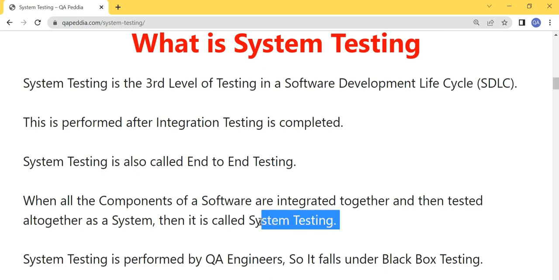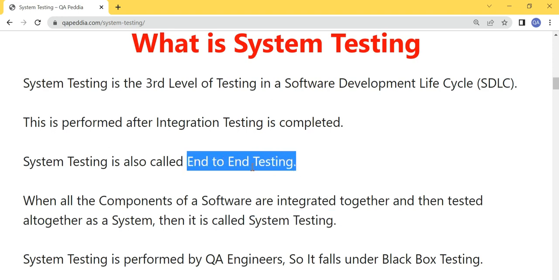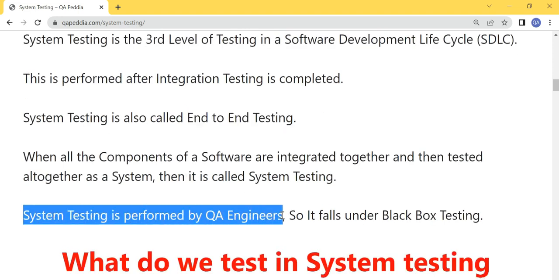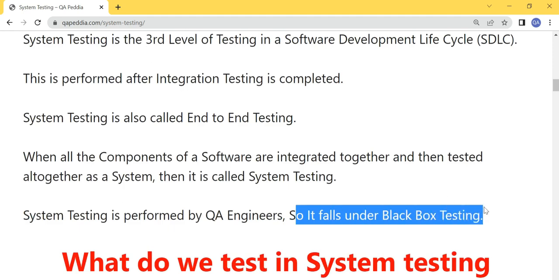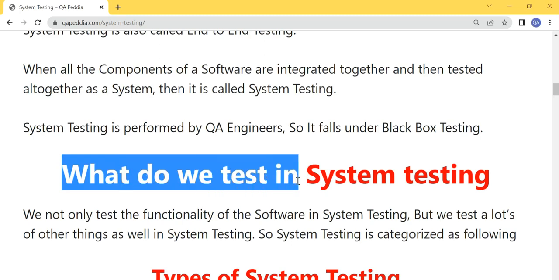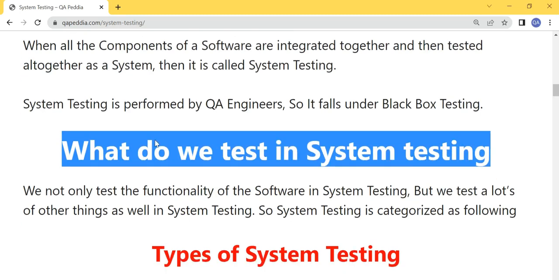Now because we are integrating all the modules and all the components, it is also called end-to-end testing, because we are testing from the beginning till the end. System testing is performed by QA engineers, so it falls under black box testing. Because we know that black box testing is performed by software testers or QA engineers and white box testing is performed by developers.